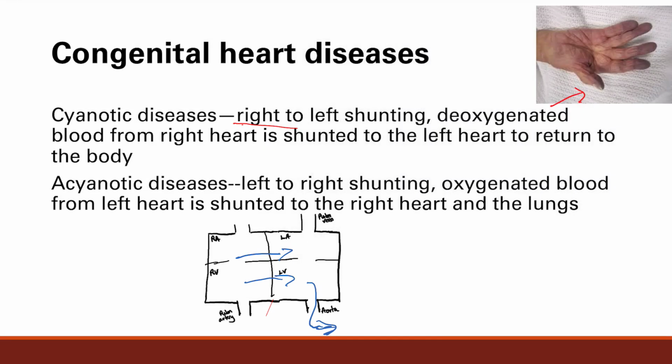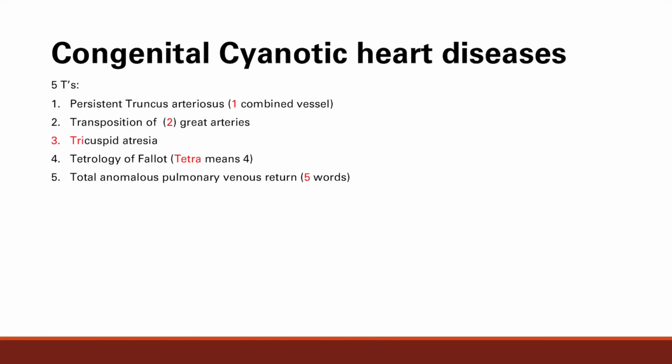The other type of congenital heart disease is an acyanotic heart disease. This results from shunting from left to right, from the left side of the heart to the right side. So you're shunting oxygenated blood from the left side, and it goes to the right heart and to the lungs. So let's talk more about cyanotic heart diseases.